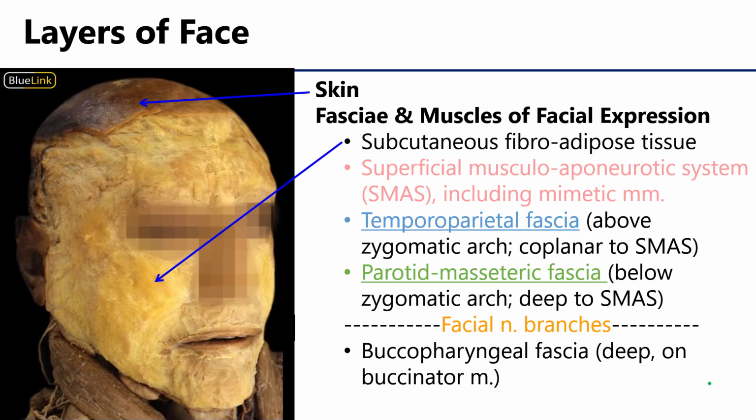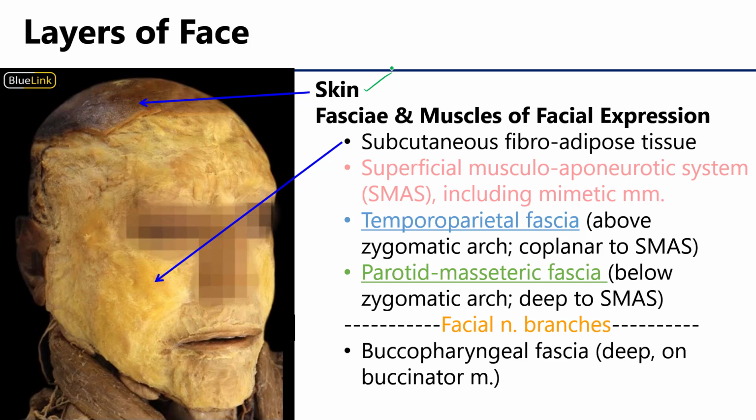The most superficial layer of the body, and this holds true for the face, is the skin. So in the laboratory, when we remove the skin of the face, we'll be able to see the subcutaneous layer. The subcutaneous layer of the face is very different than the subcu of other parts of the body, which tends to be a little more loose and tender, whereas the face is much more dense and full of fibroadipose tissue. So it tends to be a little more compact.